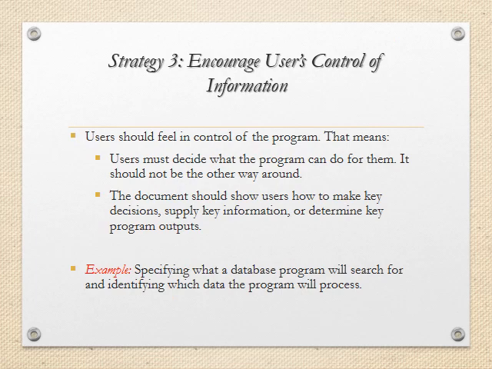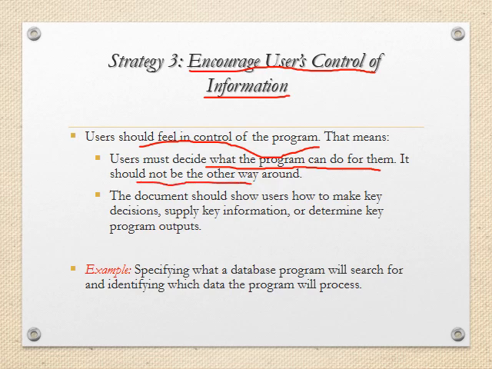Strategy number 3, encourage the user's control of information. Users should feel, or in our nature as users, we have to feel in control of the program. That means users must decide what the program can do for them. It should not be the other way around. Also, the document should show the user how to make key decisions, supply key information, or determine program outputs.